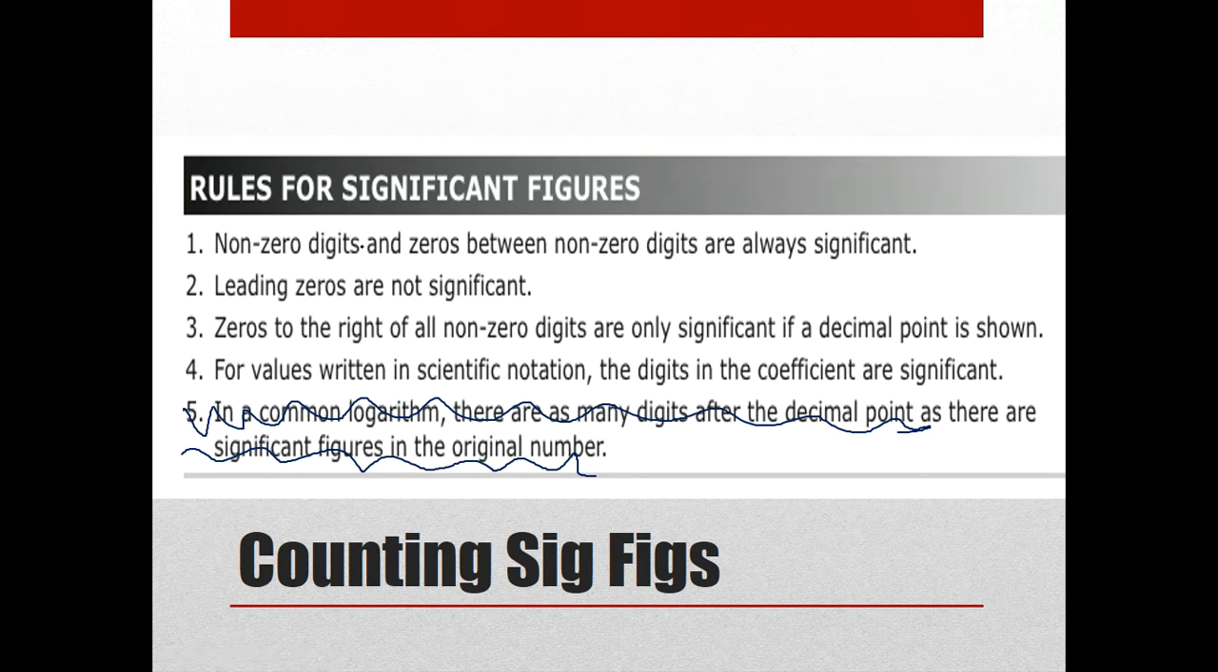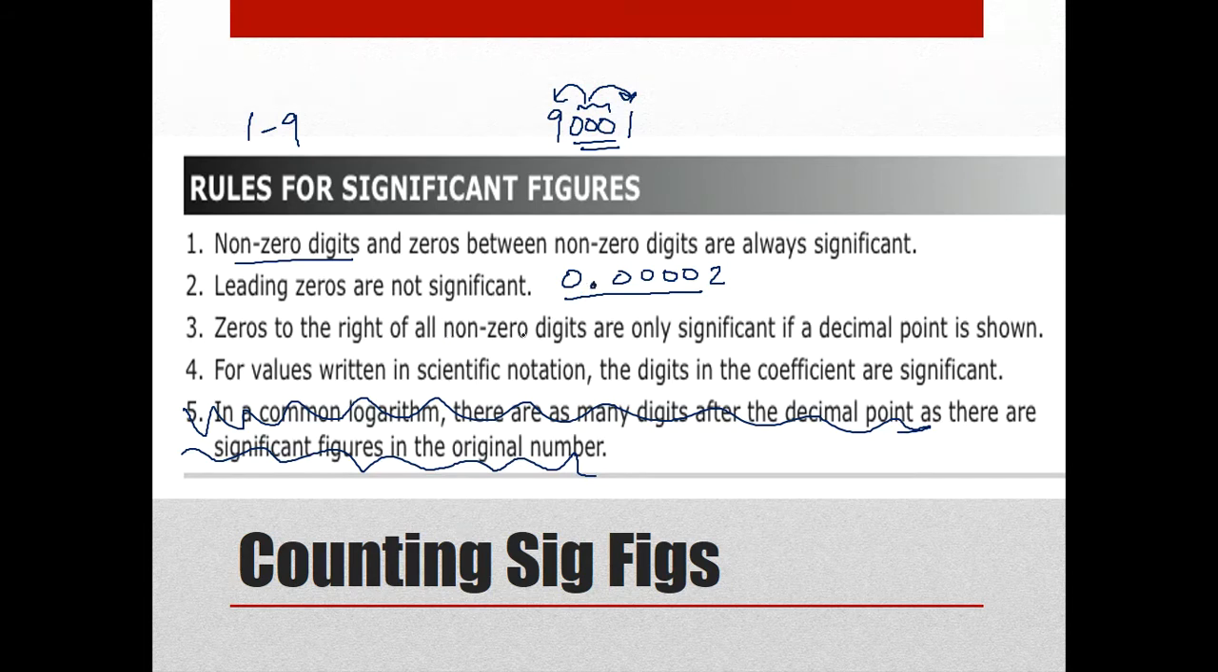Important rules for us to know: non-zero digits, of course, those are the ones 1, 2, 3, 4, 5, 6, 7, 8, 9. These are always going to be significant. Zeros between non-zero digits are always significant. So if you had like 9,001, since these zeros are between non-zero digits, they are significant. Leading zeros, however, are not ever significant. So that's going to be like a bunch of zeros in front of a decimal place. None of those are significant. They're just placeholders.